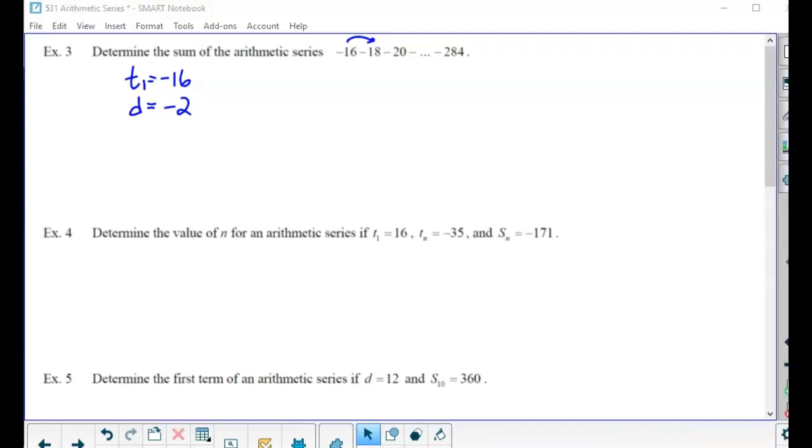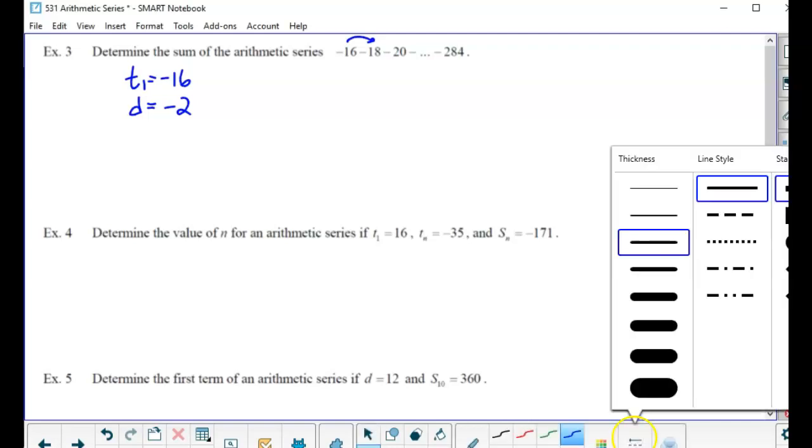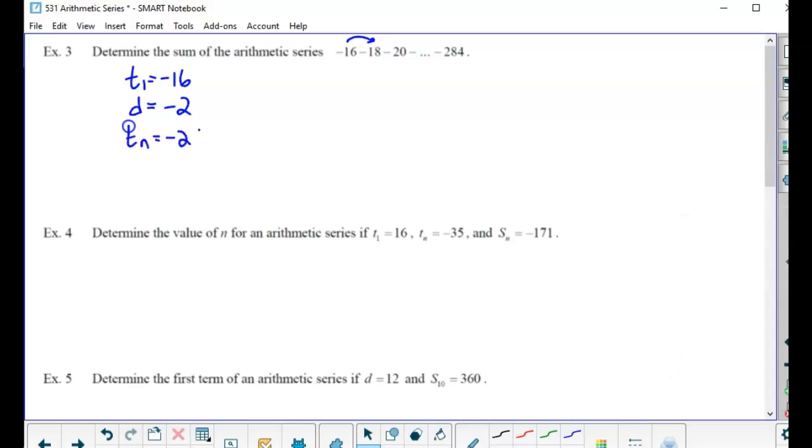Okay, so taking a look at this one, we know the first term and the last term, but we don't know what term number it is. Right, so Tn equals negative 284, but we don't know what n is. So we can't use either formula. You have to know how many terms in order to use either of those formulas. Okay, so we're going to need to find out how many terms there are.